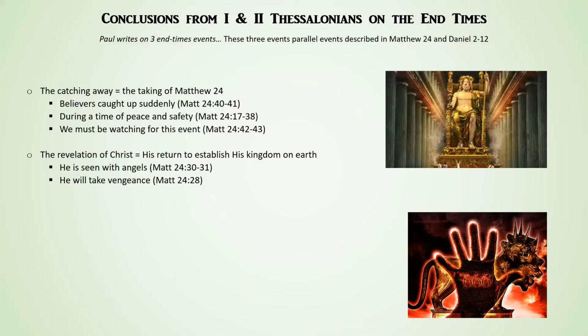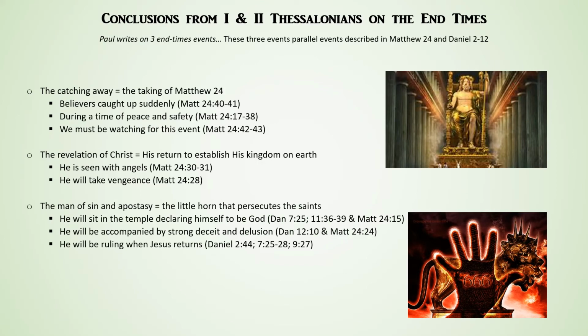So now, the man of sin and apostasy that he talks about in 2 Thessalonians 2 parallels what Daniel says and what Matthew says. It parallels the little horn that will persecute the saints in Daniel. He will sit in the temple declaring himself to be God: Daniel 7, Daniel 11, Matthew 24. This is what Paul says. Paul says he's going to sit in the temple and declare himself to be God. He will be accompanied by strong deceit and delusion. Daniel 12:10 says this, Matthew 24:24. And he will be ruling when Jesus returns.